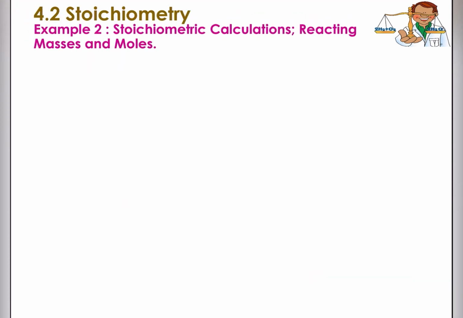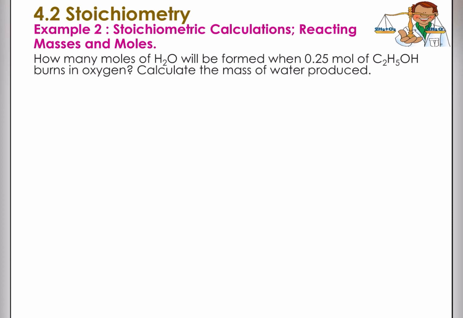So, I got example 2. Masih lagi in terms of mass and moles. So, this is my question. How many moles of H2O will be formed when 0.25 mole of C2H5OH burns in oxygen? And you have to calculate the mass of water. I know there are a lot of information here, but first thing first, before awak keluarkan information, buat dulu equation.